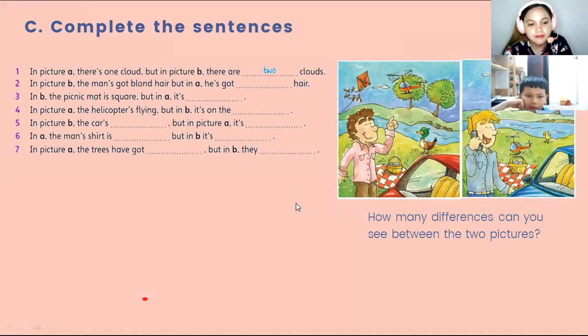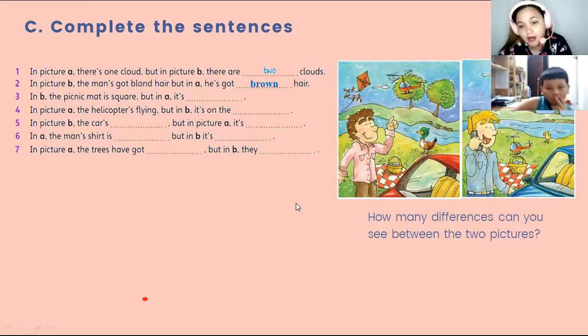In picture B, the man has got brown hair, but in A, he has got curly hair. Brown. Oh, next one, number three. In B, the picnic mat is not square, but in A, it is. I don't know. Oh, what's the shape? So in picture B, the mat is square. How about in letter A? What is the shape of the mat? Is it heart, star, rectangle, triangle? What shape is that? Circle. Yes, it's round or circle.